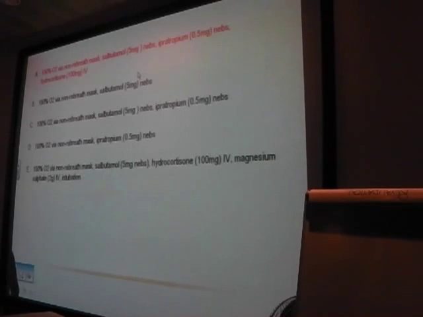Okay? The answer is A, and that's because the fact that she's pregnant makes absolutely no difference in this case. You treat it as you would any other asthma attack. You give them the salbutamol, the ipratropium, you give them the steroid, and you give them the oxygen. Okay?